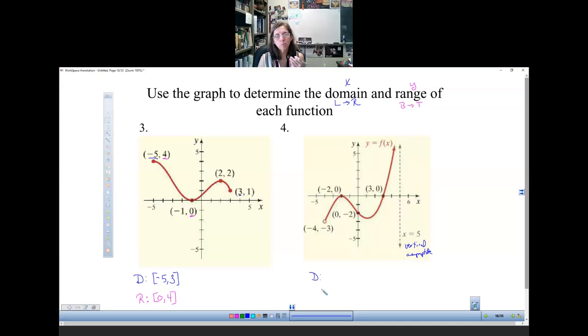So put in a chat to me what you think the domain of this might be. And you can either chat it to everybody if you think you've got it, or you can just send it to me privately. But let me see if I can get a couple of folks to give me an idea of what they think the domain for this function is.